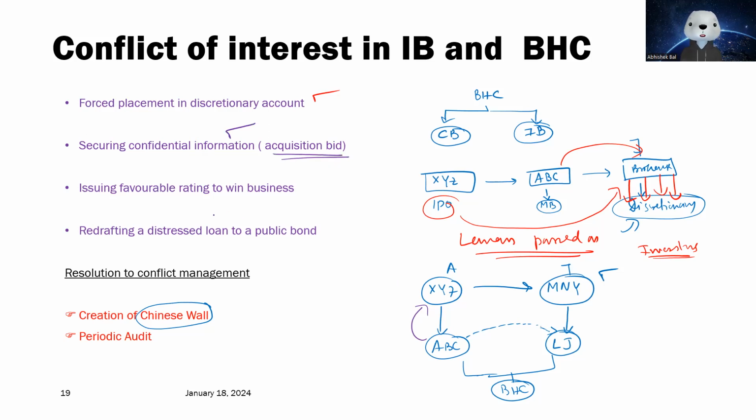The third conflict is issuing favorable rating to win business. Well, this is all too very common. So let's again talk about a company called JKL. Now, this JKL company has some agenda, has a certain acquisition plan, has certain business expansion plan. And then there is this merchant banker called UVO.